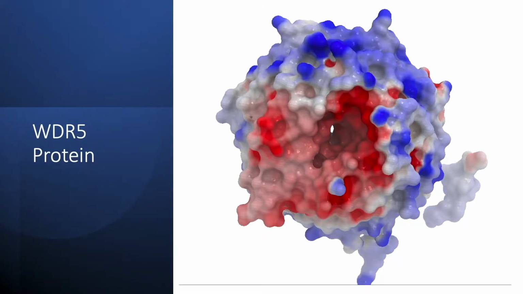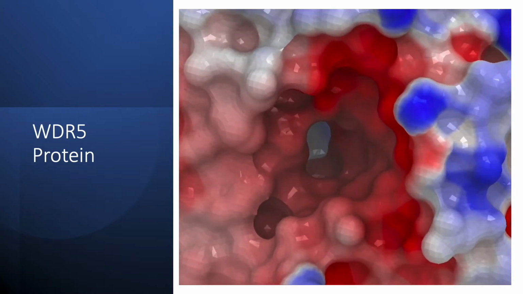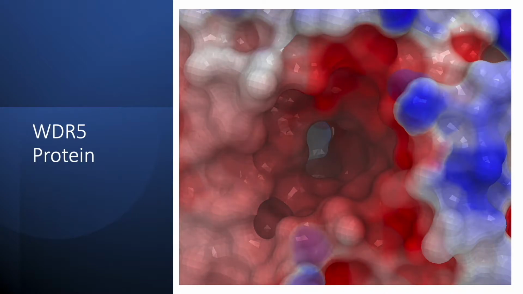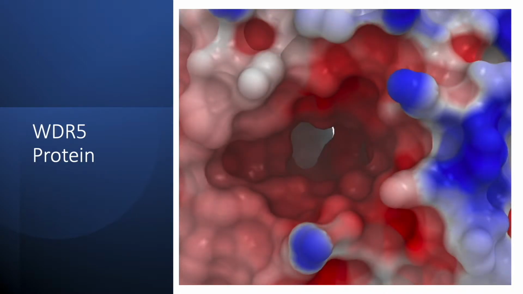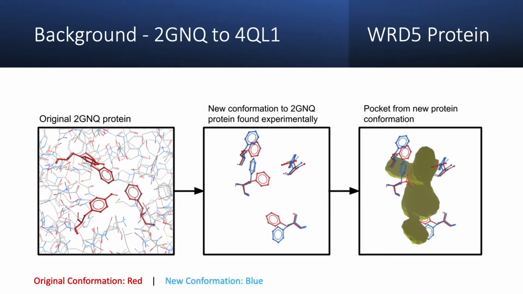Similarly to the EED structure just shown, the WDR5 protein structure has had a similar discovery. Once again, the top middle residues of the protein could be moved to form a better binding pocket. Once again, the residues that moved the most are highlighted, with the original one in red and the new conformation in blue.